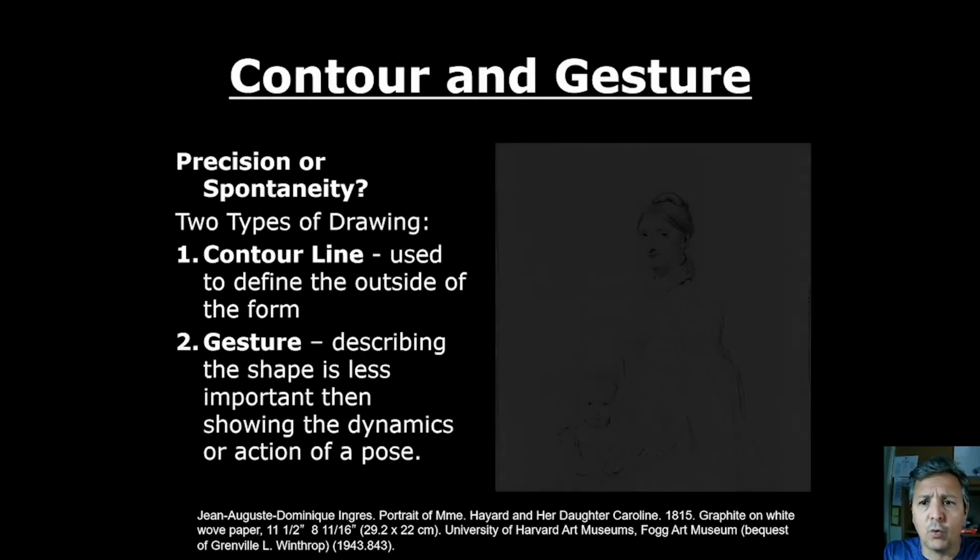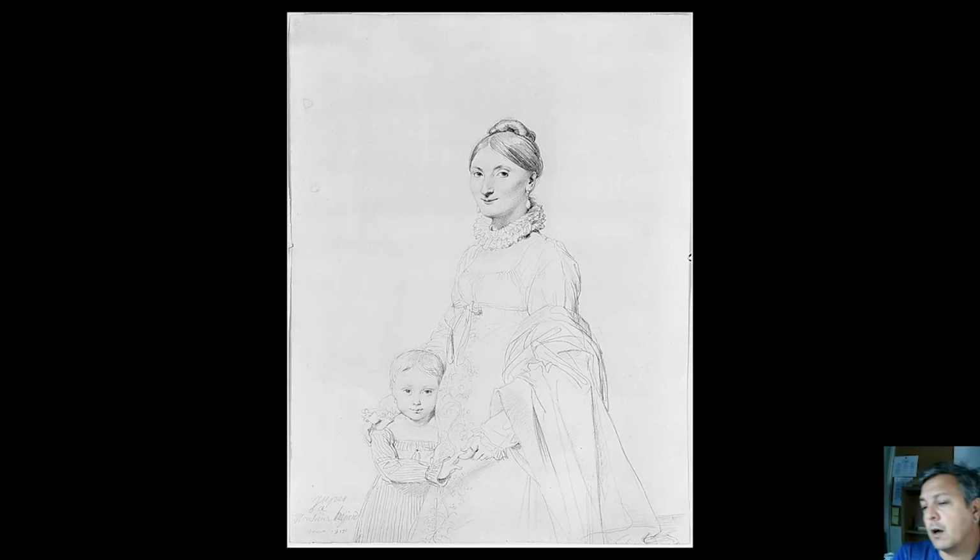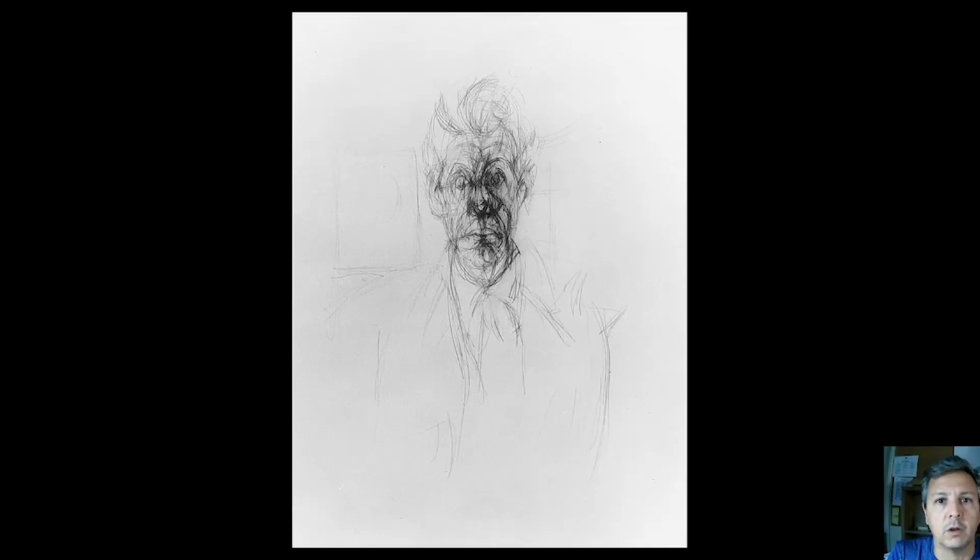Then we have contours and gestural lines. Contour lines tend to describe the shape, the outer shape, or the outer edge, and gestures tend to describe the motion, the feeling, the spirit. So when we look at Ingres' painting or drawing here, he has very clean lines. Very clean lines. And his paintings are also very linear, very clean contour lines. And then here we have gestural lines.